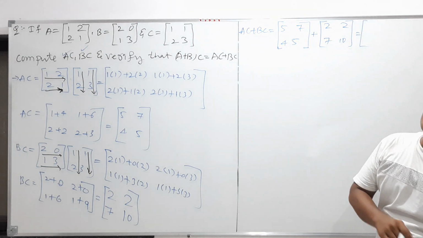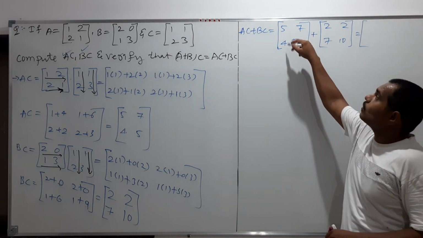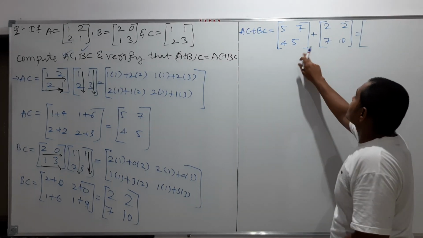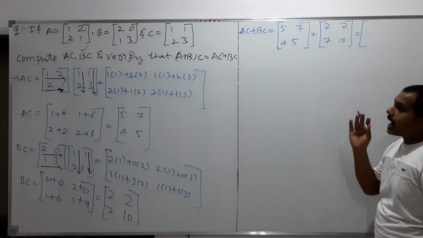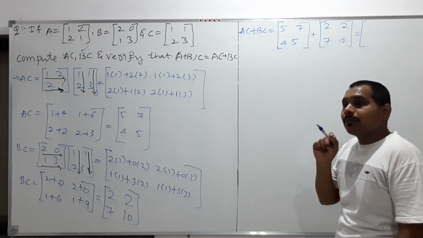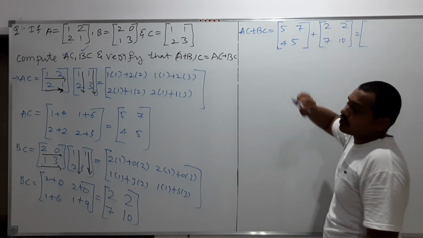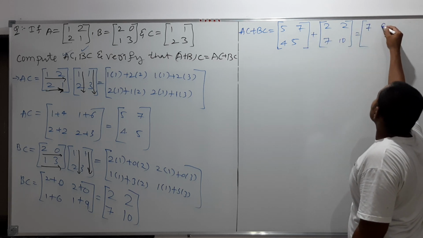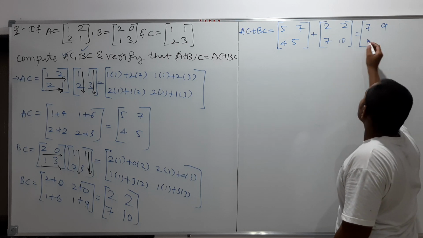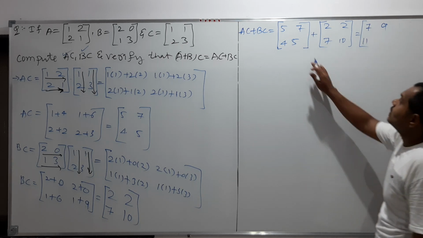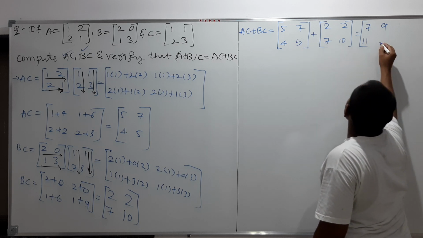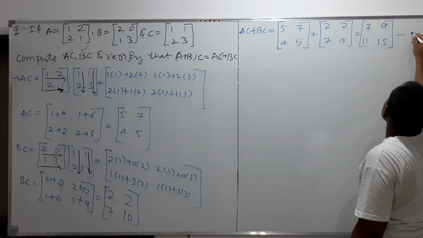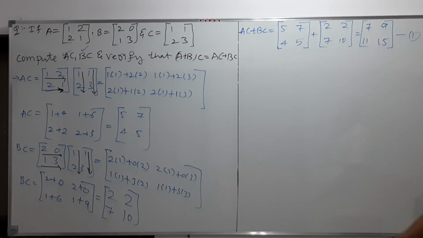How to get the order of the matrix? The number of rows by the number of columns gives us the order of the matrix. So my dear students, since these two have the same order, we can add these two matrices, and the addition is done by adding the corresponding elements of the given matrices. So therefore 5 plus 2 is 7, 7 plus 2 is 9, 4 plus 7 is 11. Clear? Next, 5 plus 10 is 15. My dear students, this is your AC plus BC. AC plus BC is nothing but your RHS, or else name it as equation 1. I will call this 1.